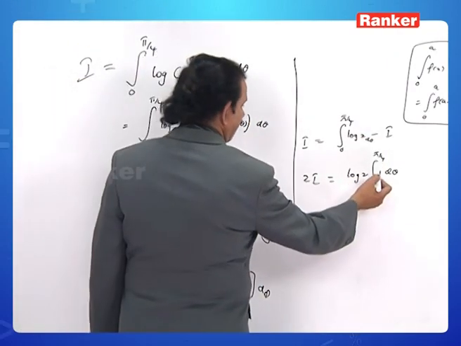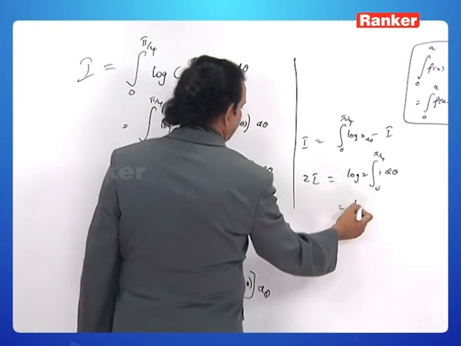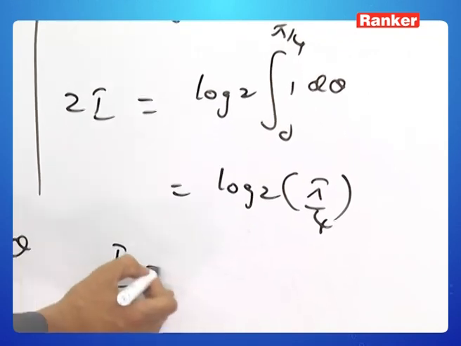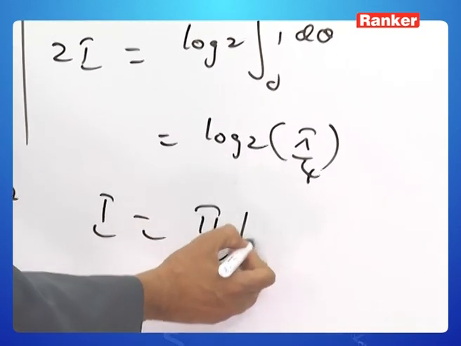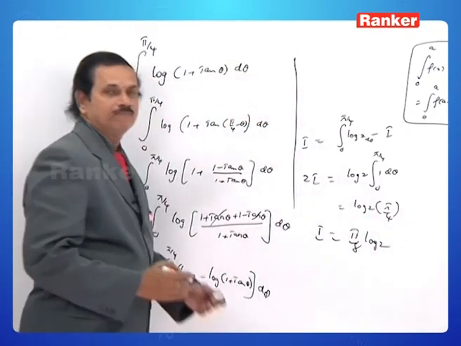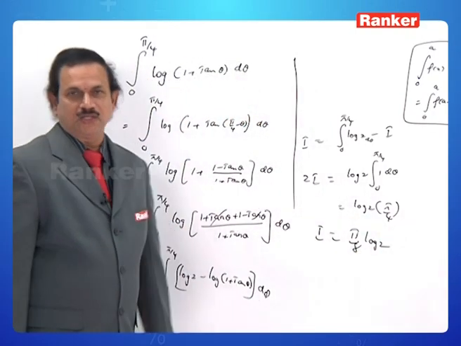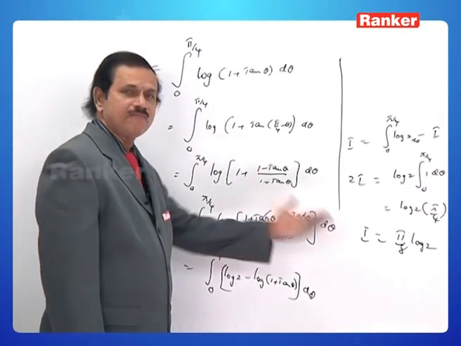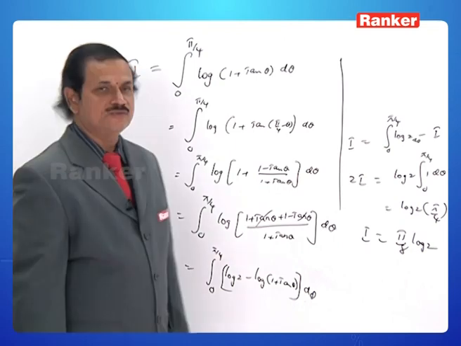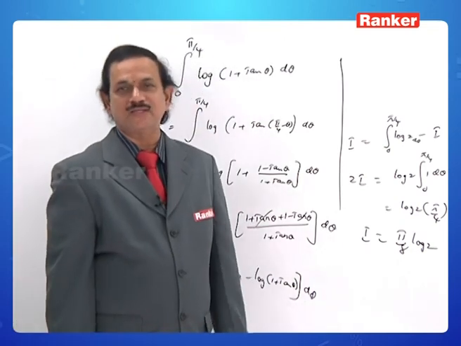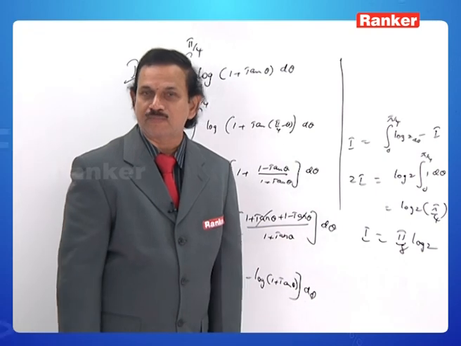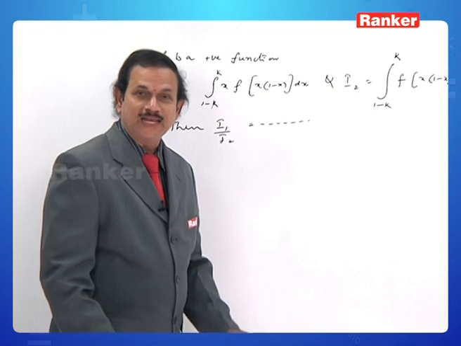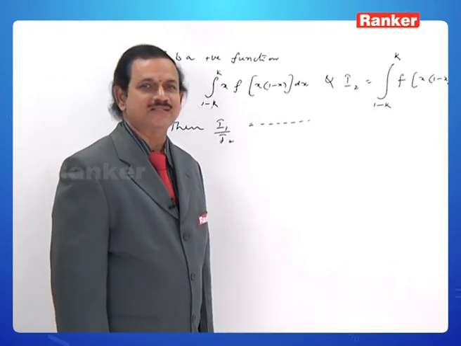And automatically this is log 2 into pi by 4. Hence I is therefore equal to pi by 8 log 2. See, it is so famous that you may be remembering that answer. Integral 0 to pi by 4 of log of 1 plus tan theta is nothing but pi by 8 log 2. It's a beautiful question, famous and standard question. It is a lengthier question, but the answer is so short.